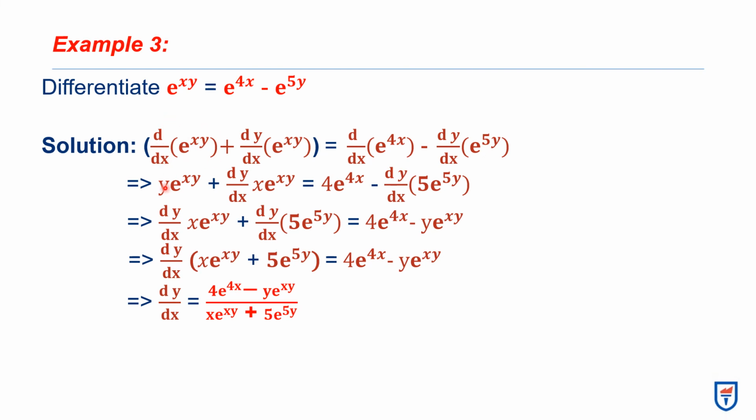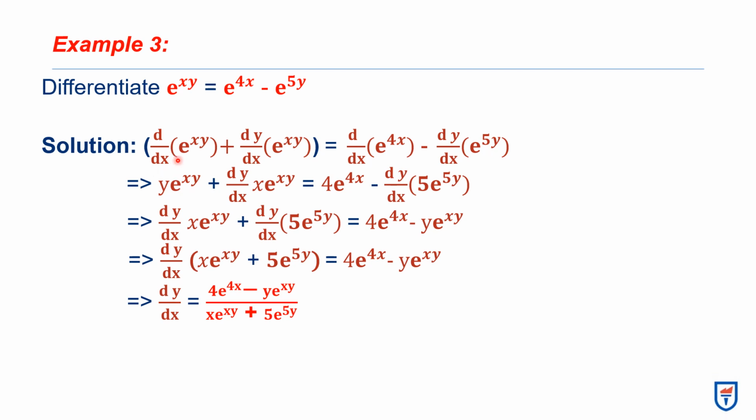So we have d/dx of our exponent, we differentiate in terms of x, then you say plus the derivative in terms of y of the same expression, because it has two variables. So we say dy/dx of e^(xy). Then the second one, since the second term has only the x variable, we differentiate in terms of x. So we're going to have d/dx of e^(4x). And the third one, e^(5y), has only the variable y, so we differentiate this expression in terms of y. So we're going to have dy/dx of e^(5y).